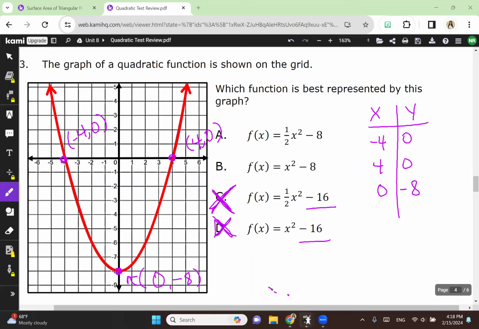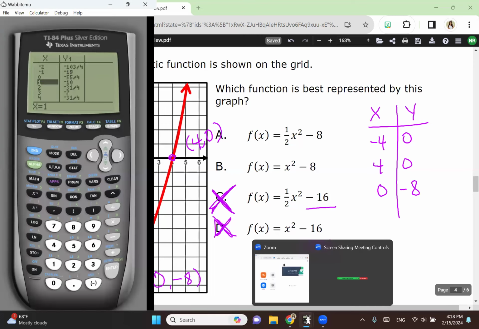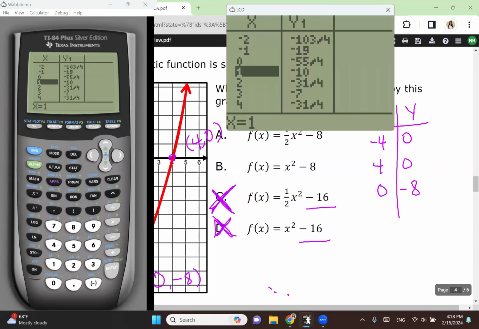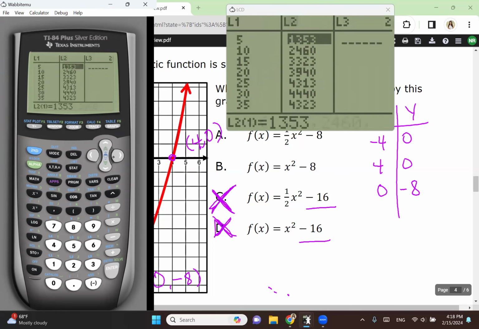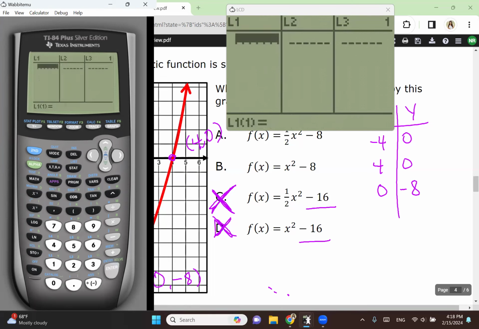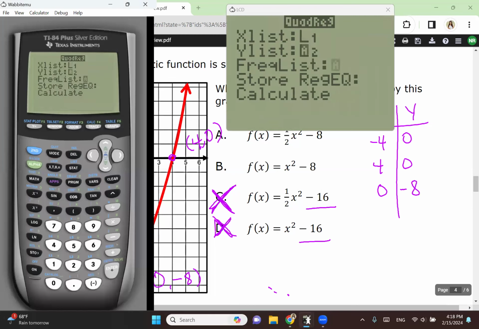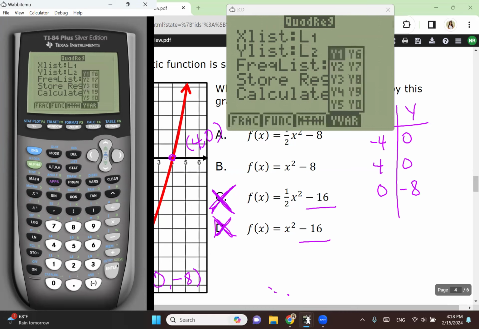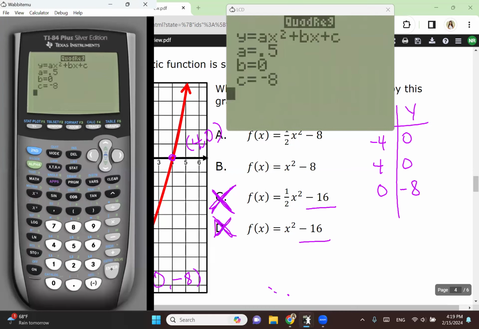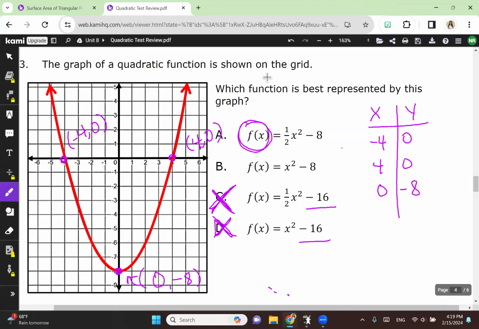It's not letting me pull up my calculator, sorry. Come on, there we go. So I go to stat, edit, erase whatever's in there because last time I messed up. Then -4, 4, 0, 0, 0, -8. You go to stat, calculate, number 5, alpha trace, enter, enter, enter. And it's negative 1/2 x squared minus 8, or A, sorry.